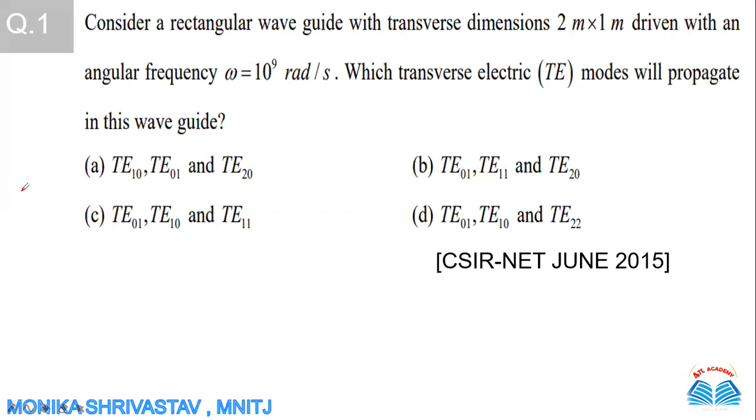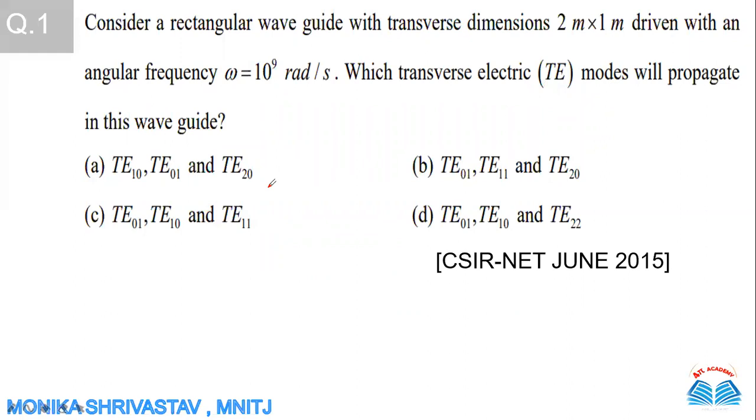So this is question number 1, which says, consider a rectangular waveguide with transverse dimensions 2 meter into 1 meter. These are the values of a and b. Driven with an angular frequency, omega, which is also given, which transverse electric mode, that means TE mode, will propagate in this waveguide. There are 4 options, and in each option there are 3 modes. We have to calculate the group of modes which propagate in the waveguide.